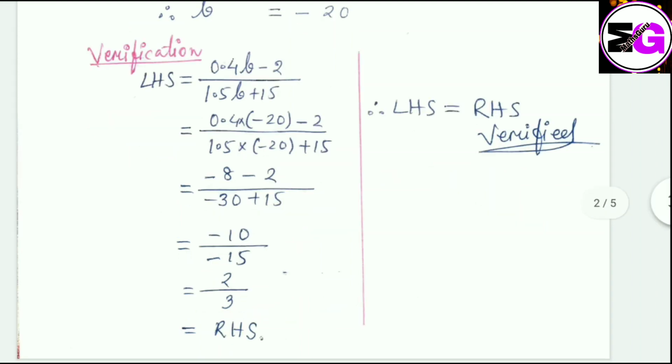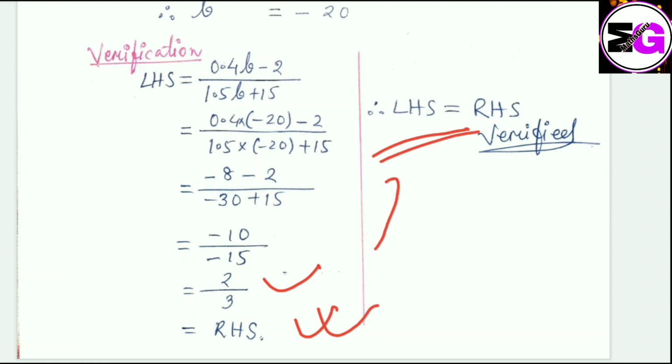After cancellation, it will become 2 by 3. If we cancel the 5 and 5, we get 2 by 3, which is equal to the right hand side. Hence the statement is true for b is equal to minus 20. So moving to the next problem.